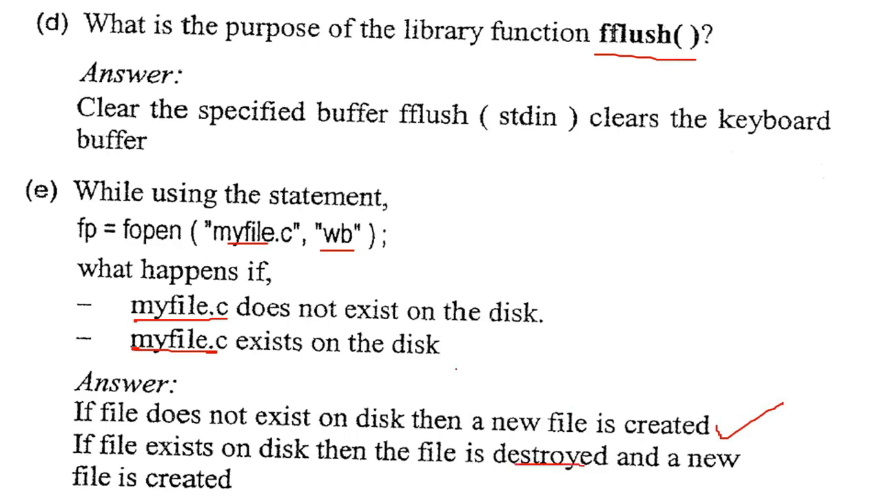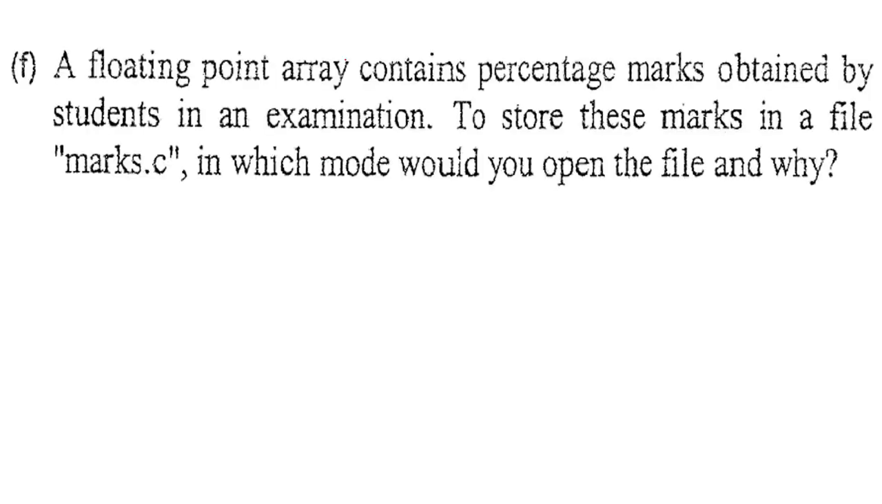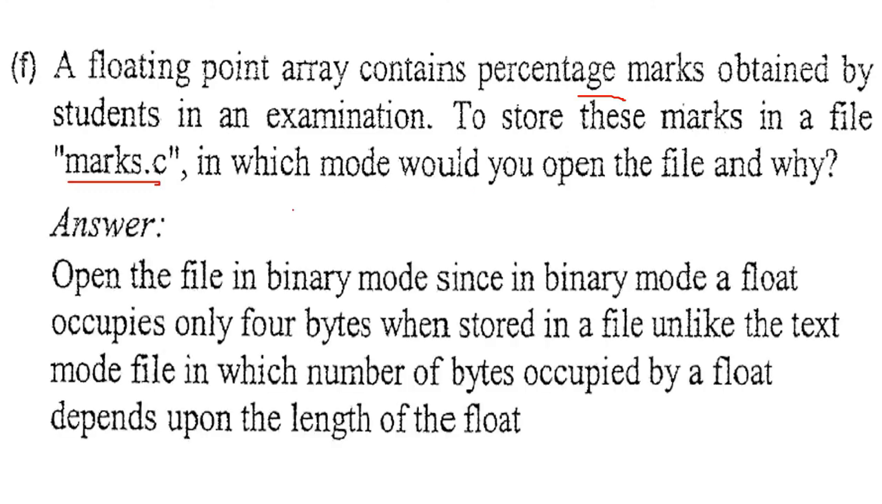A floating point array contains percentage marks obtained by students in the examination. To store these marks in a file marks.c, in which mode would you open the file and why? We will open the file in binary mode. Why? Because in binary mode, a float occupies only 4 bytes when stored in a file, but if we store it as a text mode file, the number of bytes occupied by a float depends on the length of the float.